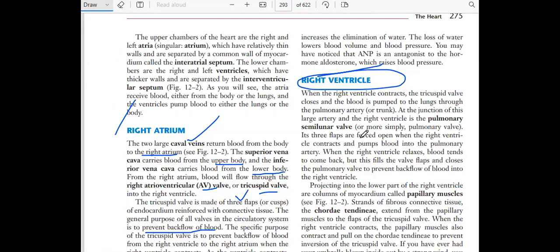When the right ventricle contracts, the tricuspid valve closes and the blood is pumped to the lungs through the pulmonary artery. At the junction of this large artery and the right ventricle is the pulmonary semilunar valve, the PV valve. Its three flaps are forced open when the right ventricle contracts and pumps blood into the pulmonary artery. When the right ventricle relaxes, blood tends to come back, but it fills the valve flaps and closes the pulmonary valve to prevent the flow of blood back into the right ventricle.